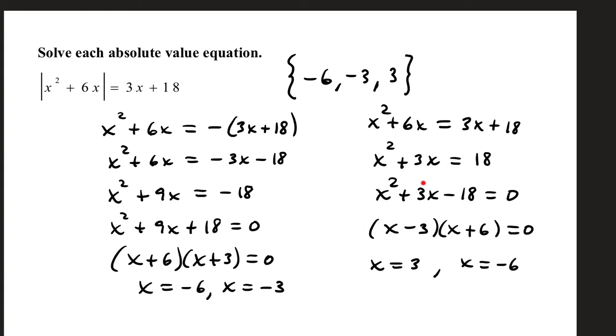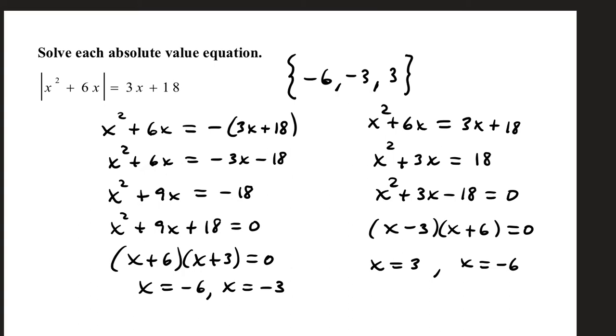(x - 3)(x + 6) will factor this trinomial. Negative 3 plus 6 is 3. Negative 3 times 6 is negative 18. Set each factor equal to 0. You get 3 and negative 6. Negative 6 showed up twice, but you only need to report it once. The other two solutions, there are 3 total, the other two are negative 3 and positive 3.